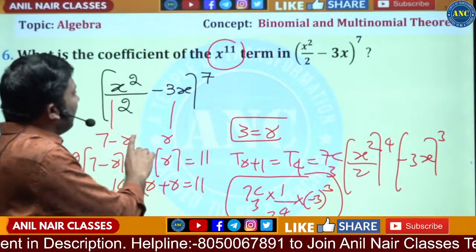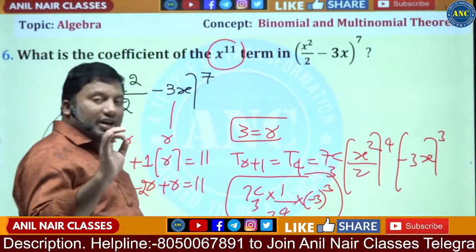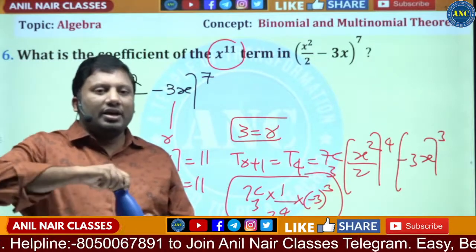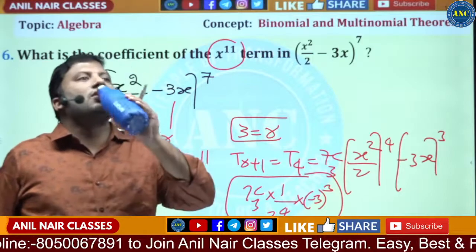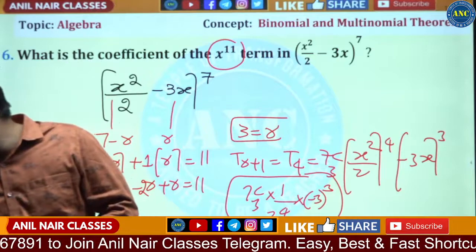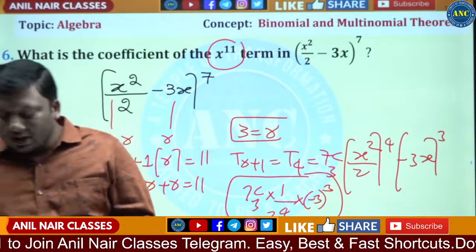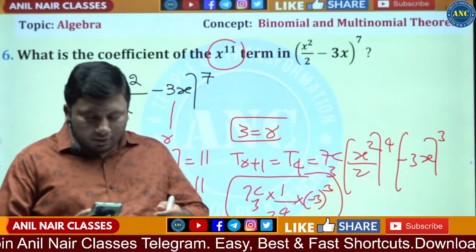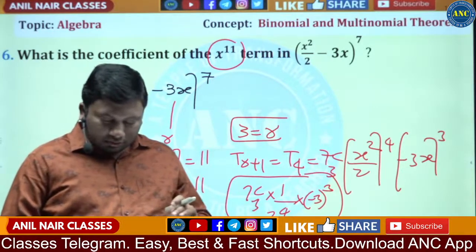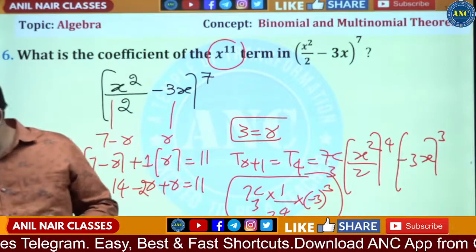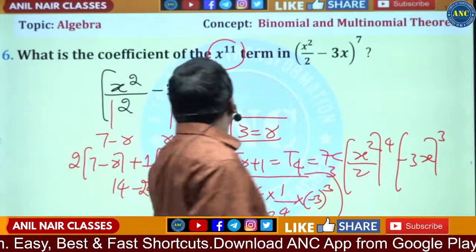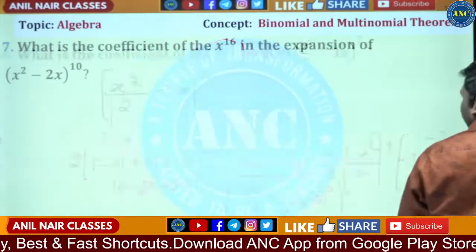I hope the idea is very clear: how to find out the coefficient of x powers, how to find out the independent term. In case you have any doubts, kindly mention them. Idea clear? So, sixth one done, seventh question.